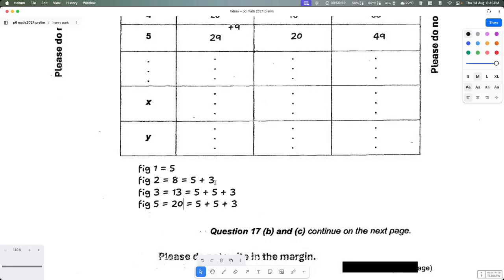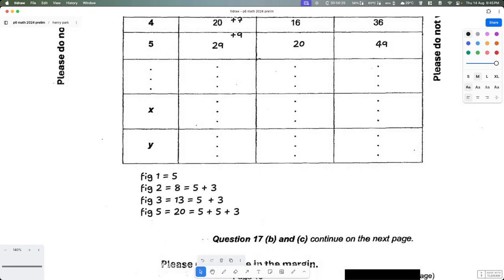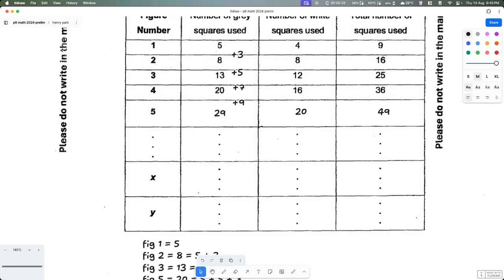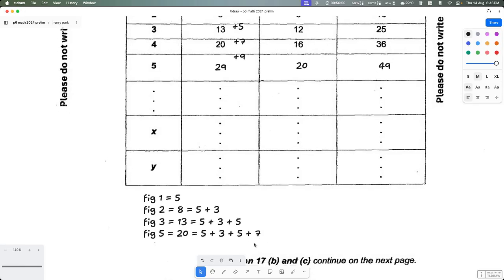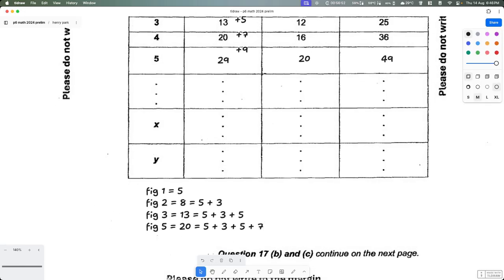So from here, this will be 5 plus 3. So 8 to 15 is 5 plus 3, which is 8 plus 5, right? So 20 is everything here, 5 plus 3 plus 5. And then plus, so 5 let's say 13 is 7. Okay, I'm missing something over here.